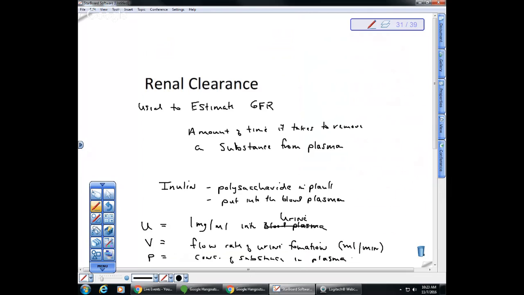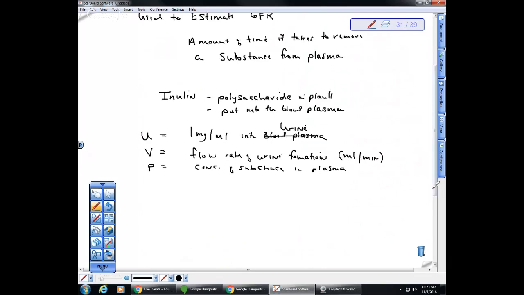Up at the top where it says polysaccharide, what does it say after? In plants. So it's not something that we would normally have in our blood plasma, but it's something that we can excrete, something we can take out. So if we put a certain amount in, then we can measure how much comes out in a given period of time. So the renal clearance rate, C, is equal to U times V over P.